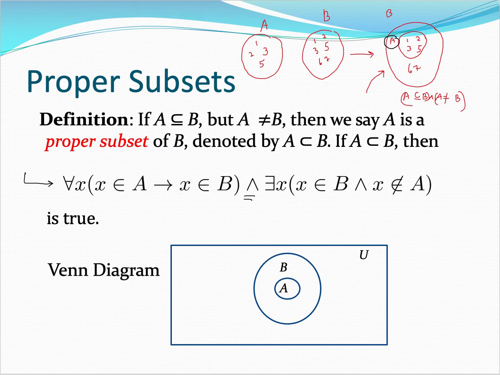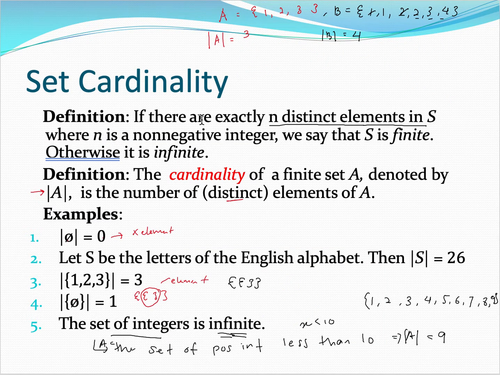Alright, let's move to the next term, which we call set cardinality. If there are exactly n distinct elements in S, where n is a non-negative integer, we say that S is finite. Otherwise, it is infinite. The keyword for cardinality is n distinct elements.